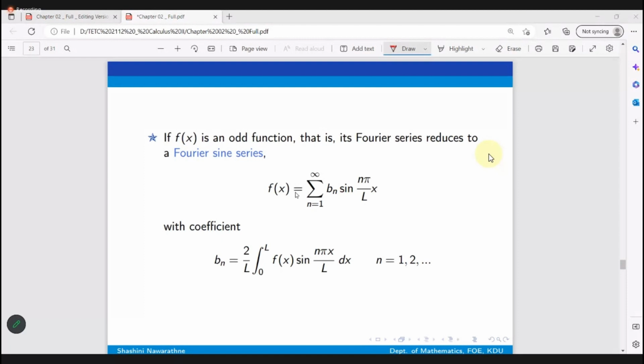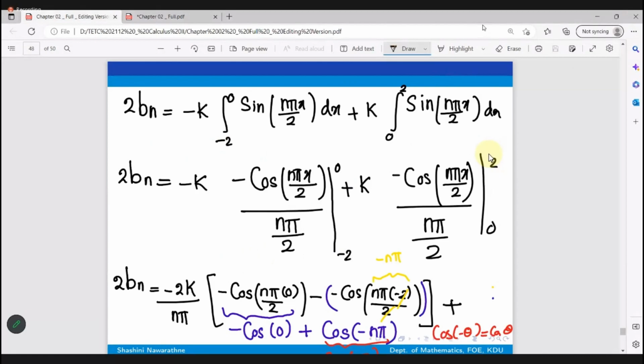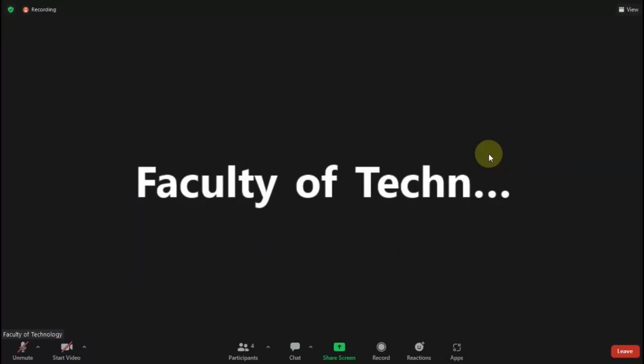Let's stop the session for today. Well, with this type of examples. Recording stop.